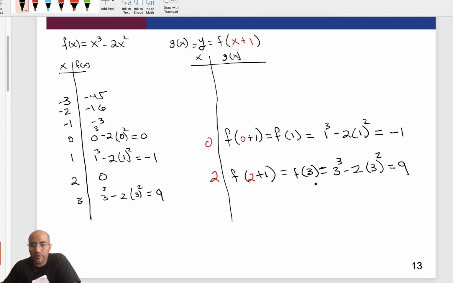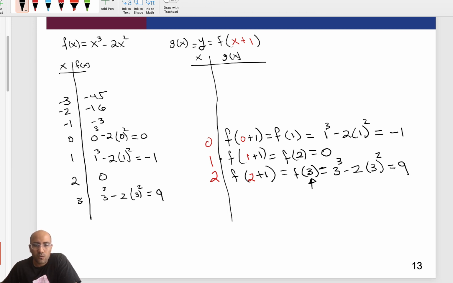So I could do this little equation, or once I get to this point here, I can just go over to my table and look up 3 and note that this is going to be 9. Good. And when I type in different values, so let's say I try putting in a 1 here, I know that this is going to be f of 1 plus 1, so f of 2. Again, I can plug it into my equation and figure it all out, or I can go over to my table and see that the answer is going to be 0.